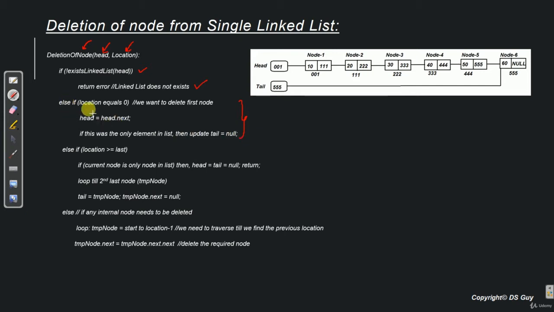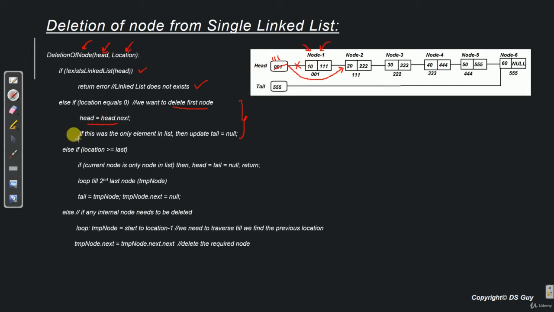So this else if block checks if location equals 0, that is, if we want to delete the first node. In that case, all that we do is head = head.next. That is, if we want to delete node 1 and node 1 is not the only node in this list, then all that we have to do is update head to point to node1.next, that is node 2. So we'll update it here. So this will automatically disconnect head and node 1, and node 1 will automatically get deleted.